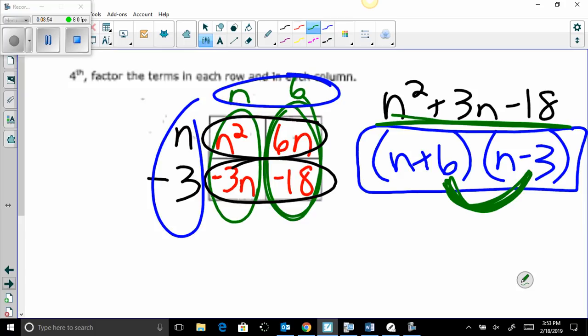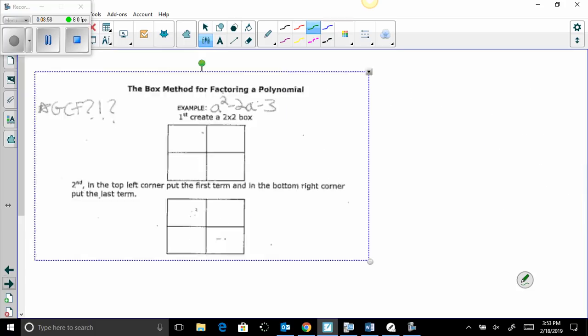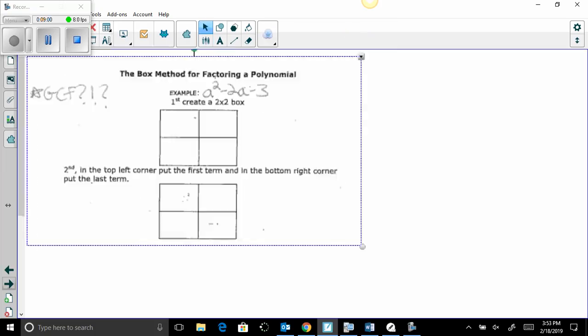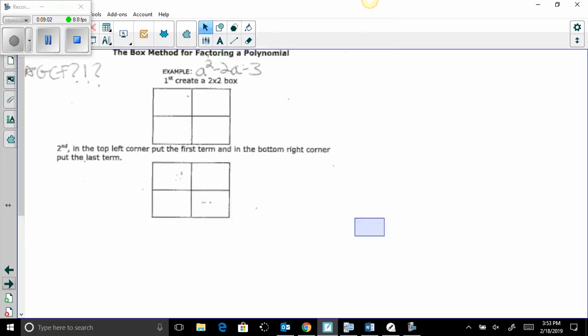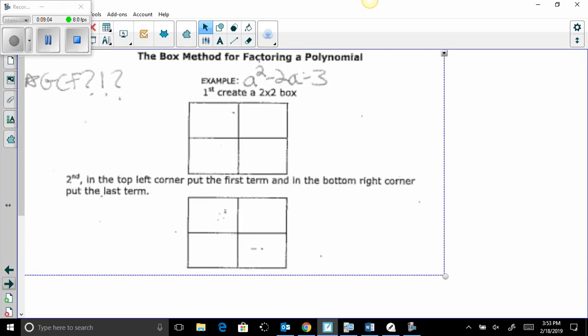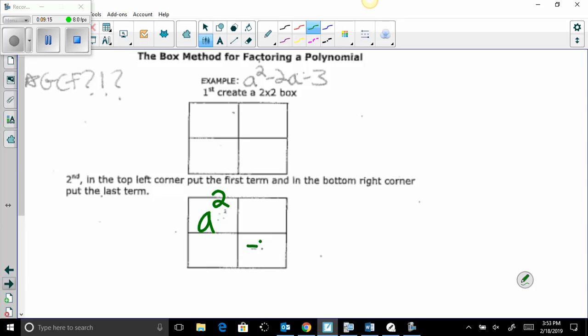All right, let's go ahead to the next one. A squared minus 2a minus 3. GCF, is there a GCF here? There is none. Remember, if you can't realize that right away, go ahead and do factor 2 for each one. First term goes up top, last term goes in the bottom right.